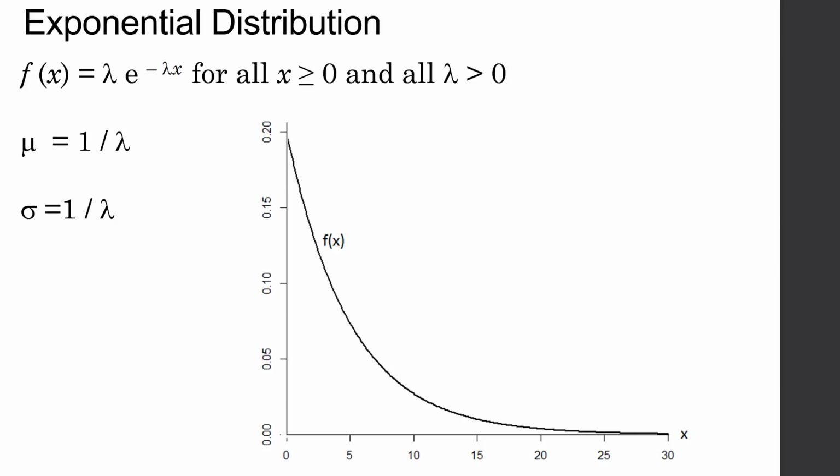So the exponential distribution's PDF is lambda times e to the negative lambda x for x greater than or equal to 0 and lambda greater than 0. And the mean of this distribution is 1 over lambda, and the standard deviation is also 1 over lambda. Notice it's a right-skewed distribution.